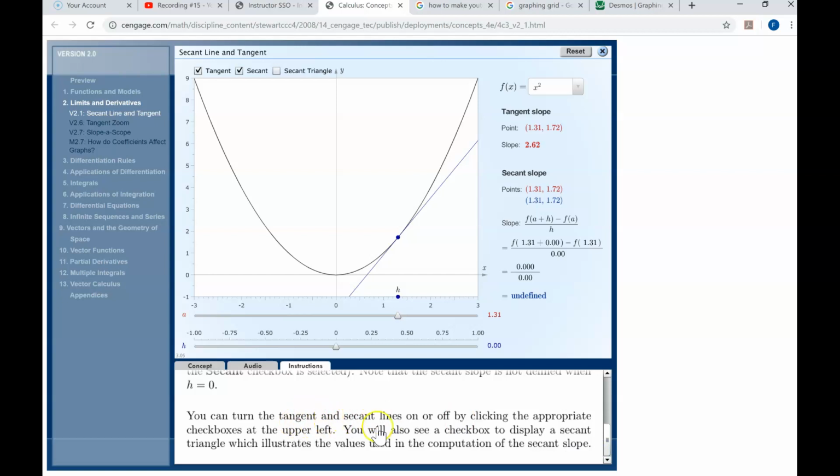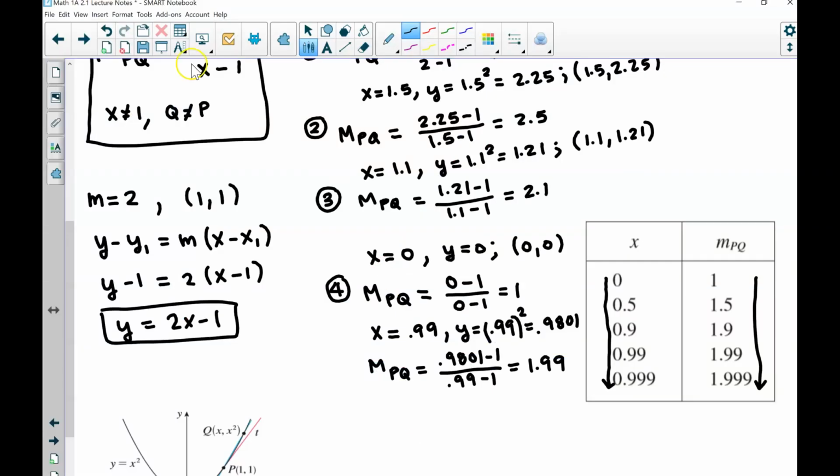Now you can turn the tangent and secant lines on or off by clicking the appropriate checkboxes, but you will also see a checkbox to display a secant triangle which illustrates the values used in the computation of the secant slope. So if we select that, you're going to see this secant triangle, and we'll discuss a little bit more of that in class, but we'll talk about what that means. It creates a right triangle, and we'll explore that a little further when we're in class.